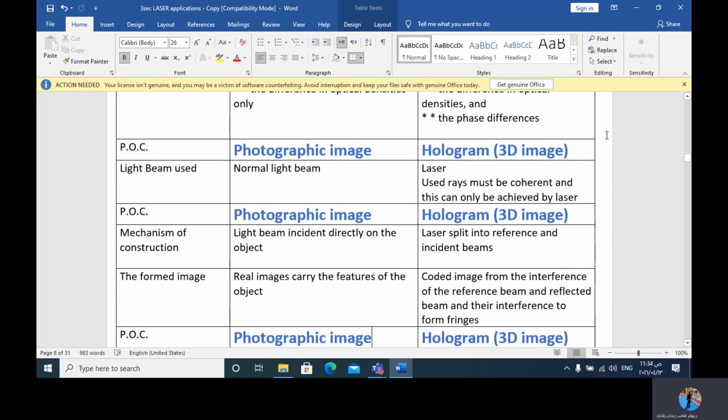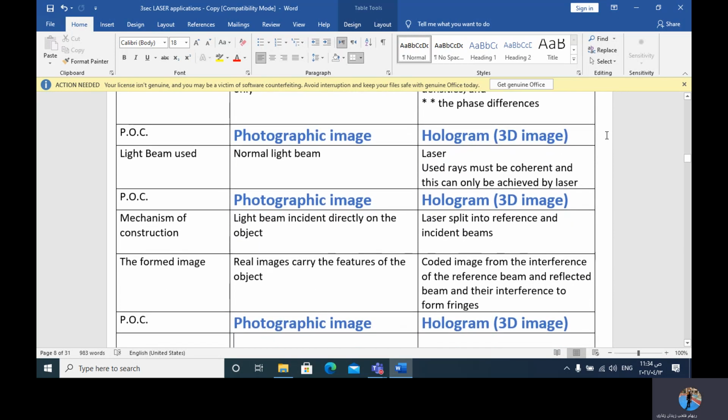The point of comparison next between the photographic image and the hologram is the light beam used. Now, in photographic image, I use normal light beam. It can be provided by a flash or by normal light. It doesn't have to be coherent. But in hologram, I have to use laser.